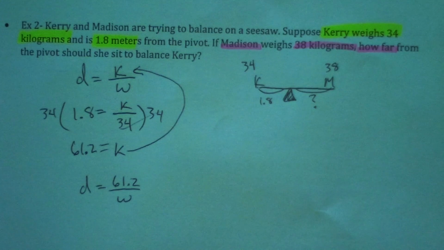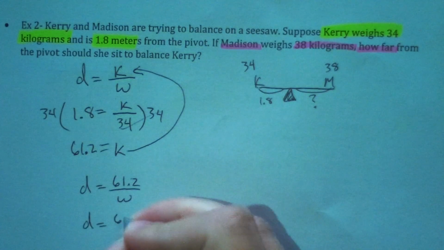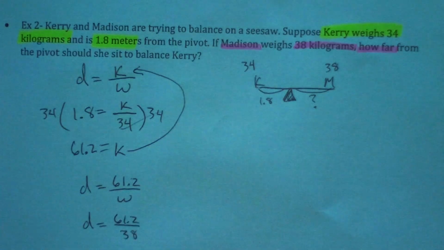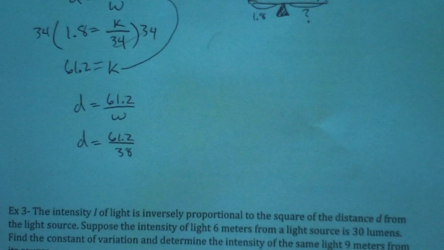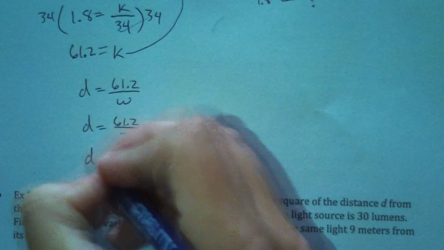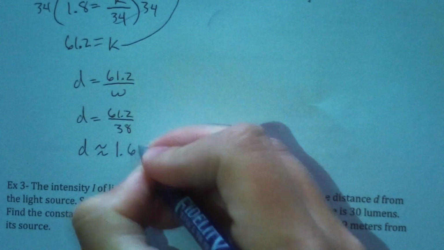All right, one more here. So the intensity I of the light is inversely proportional to the square of the distance d from the light source. Suppose the intensity of light 6 meters from a light source is 30 lumens. So lumens just tells you the intensity of it. Find the constant of variation, which is our k, and then determine the intensity of the same light 9 meters from its source.